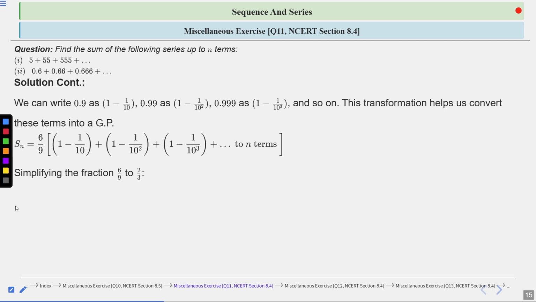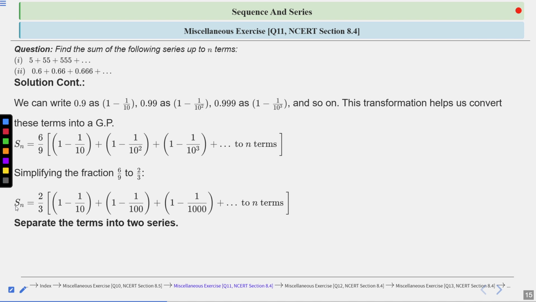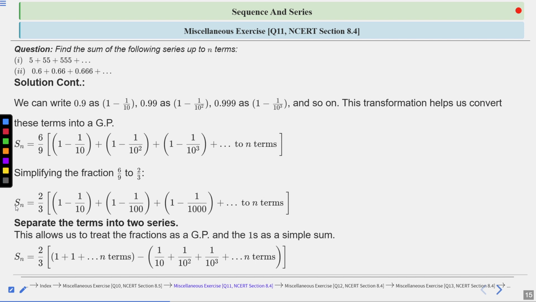Simplifying the fraction 6 by 9 to 2 by 3, we can write Sn will be equal to 2 by 3 into ((1 minus 1 by 10) plus (1 minus 1 by 100) plus (1 minus 1 by 1000), like that up to n terms), right? Separate the terms into two series. This allows us to treat the fractions as a GP and the other as a simple sum, right? So Sn will be equal to 2 by 3 into ((1 plus 1 plus 1 up to n terms) minus (1 by 10 plus 1 by 10 square plus 1 by 10 cube up to n terms)), right?